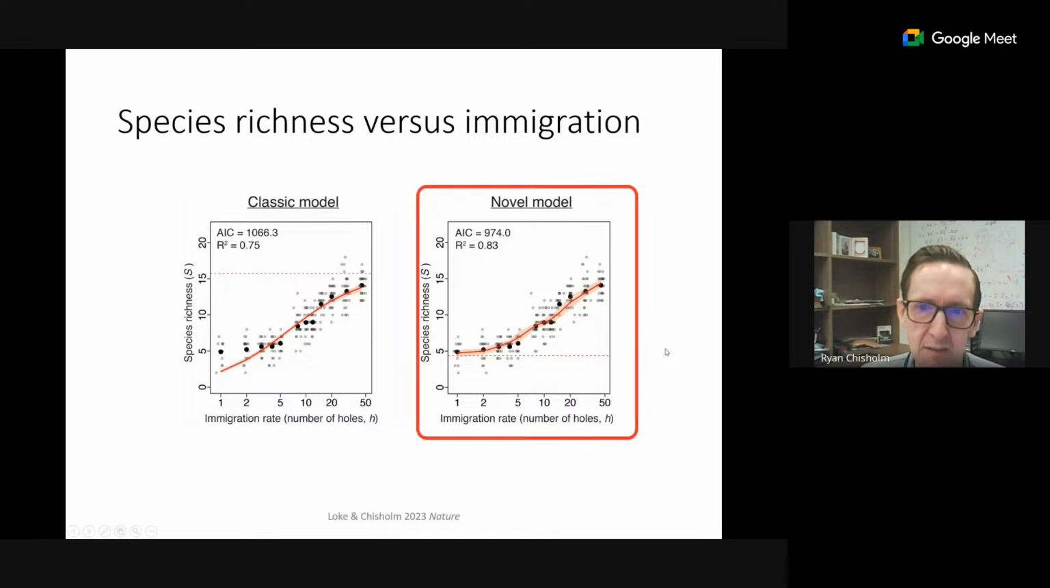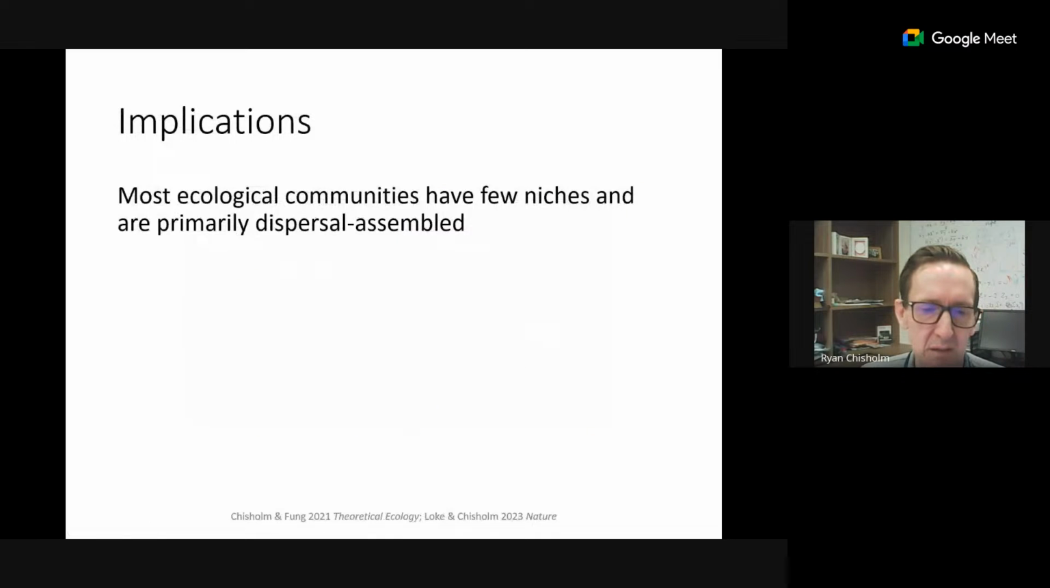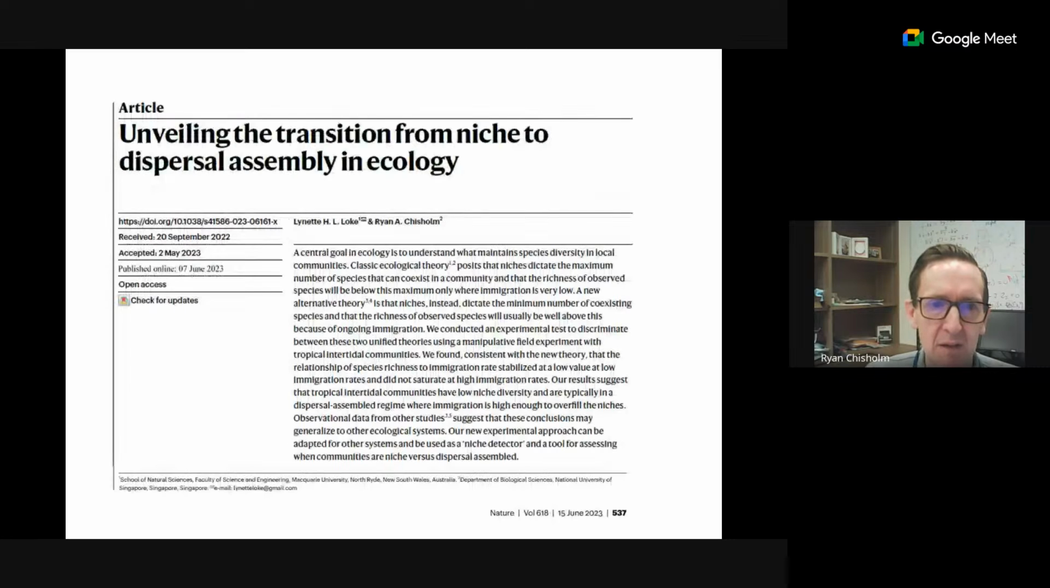All right, so this was quite nice. We published this in Nature just last year. The main implication, the takeaway message, is that most ecological communities appear to have few niches and are primarily dispersal assembled. And that's the paper. I don't pretend this is the last word on this, but I think this was a really nice combination of theory and experiment, and was quite enlightening in terms of what processes maintain diversity.